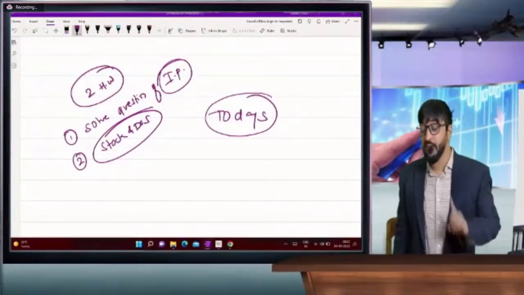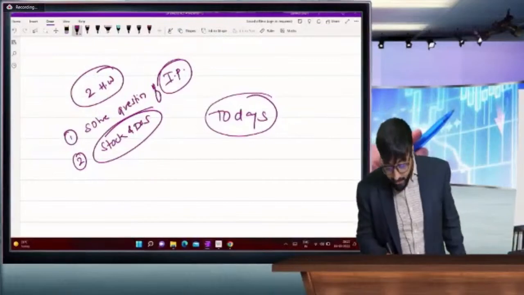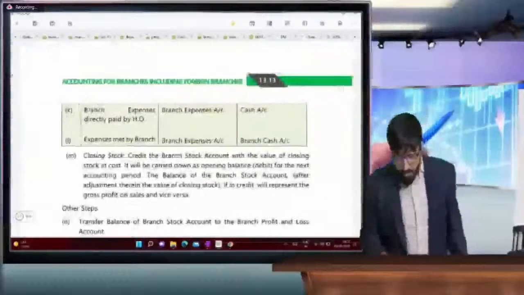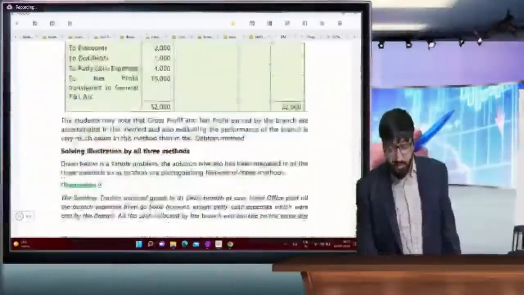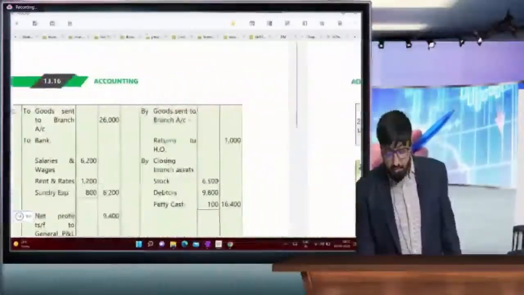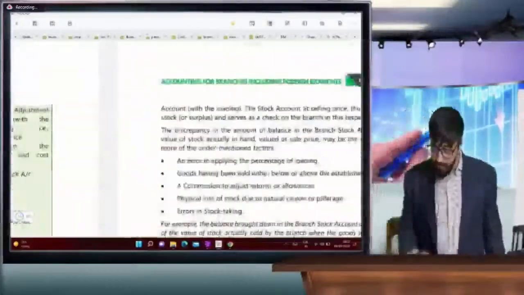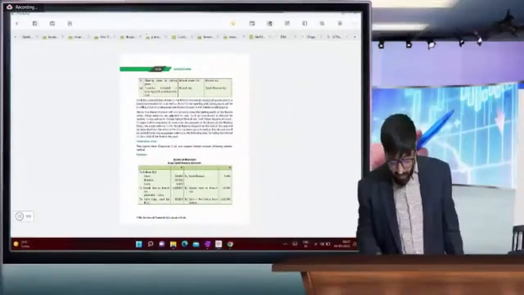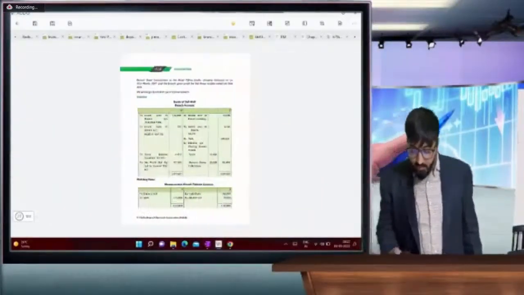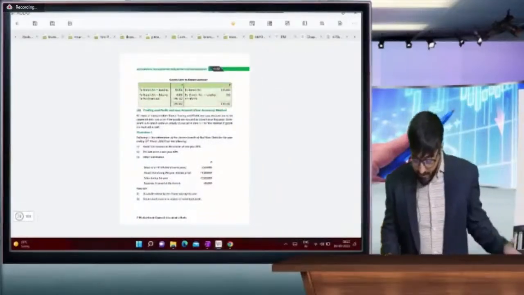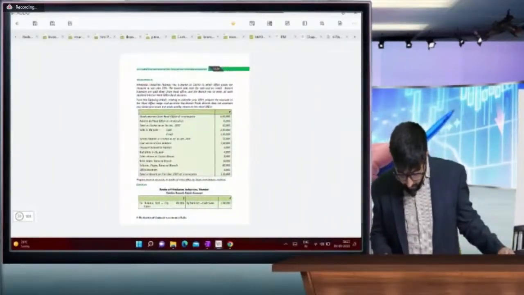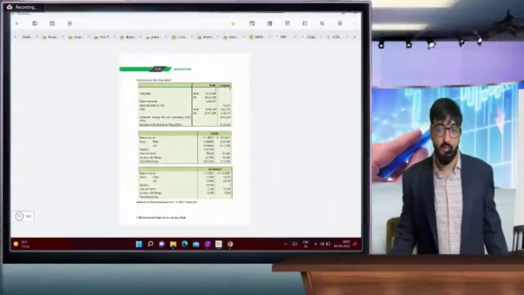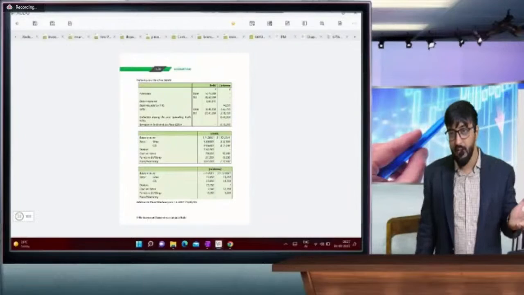So invoice price questions you will prefer. How many questions are you going to solve? ILU 1. And you will tell me stock and debtors method. You can read the theory part. Stock and debtors method, ILU 2, ILU 3. I will take 3B in the next session, and ILU 6. 1, 2, 3, 6 is your homework. Not homework, you have to try it. In next session, I'm going to take it.